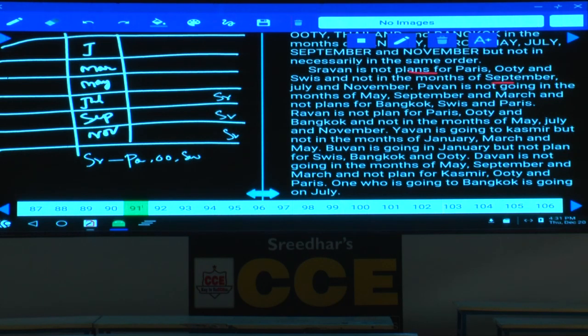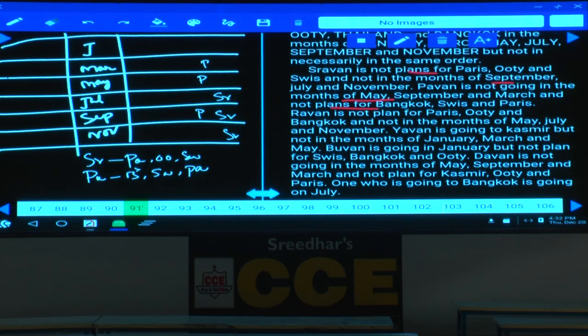Then Pavan is not going in the months of May, September and March. Pavan is ruled out in March, May and September. Pavan cannot be in these 3 months, and is not planning to go to Bangkok, Swiss and Paris.